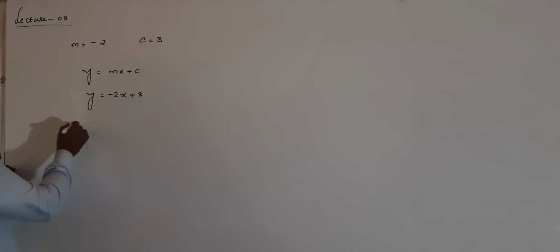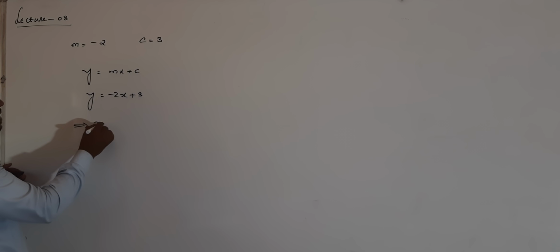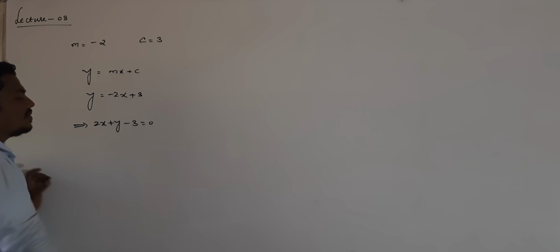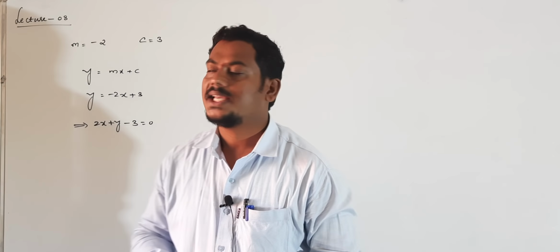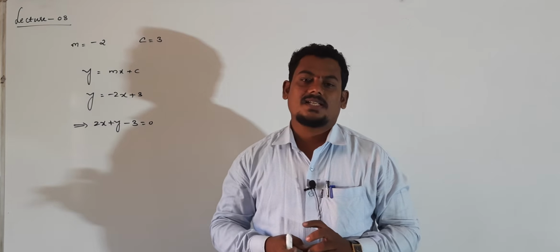After that, just rearrangement. Take these two terms into LHS: 2x plus y minus 3 equal to 0. This is the required equation of the line whose slope is -2 and y-intercept is 3, right?